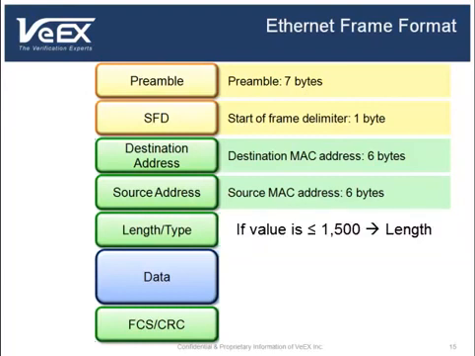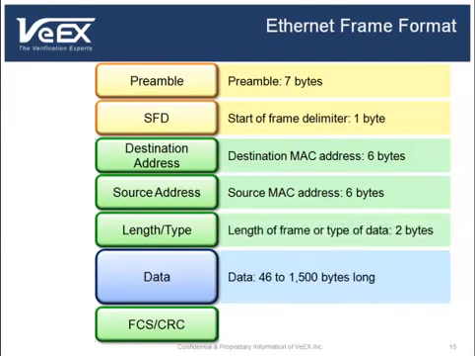If the value of this field is 1,500 or less, it will indicate the length of the data field in bytes. If the value is equal to or greater than 1,536, then the field is used to indicate the protocol carried in the payload, such as TCP/IP. The next part of the Ethernet frame is the data field, which can contain a minimum of 46 bytes and a maximum of 1,500 bytes.